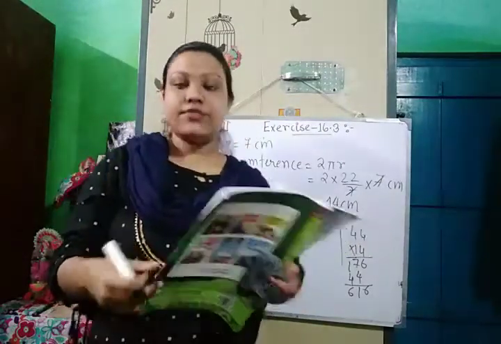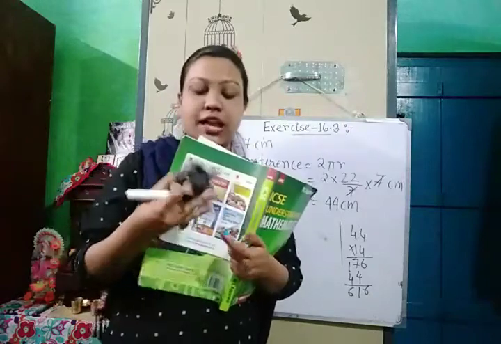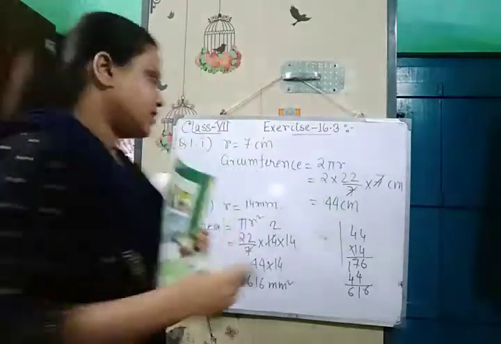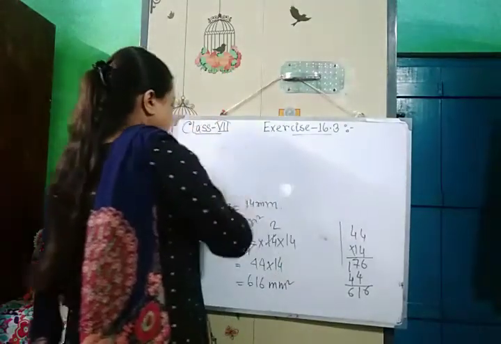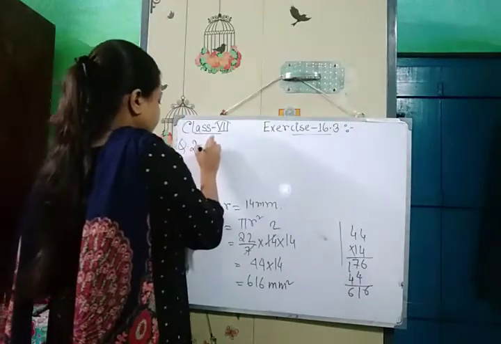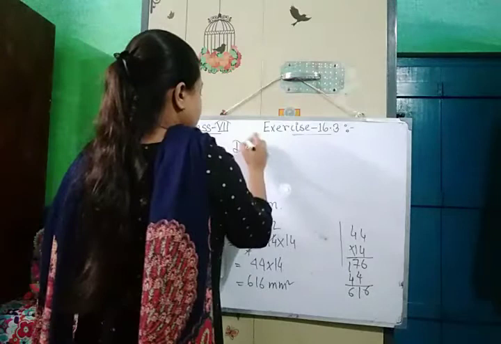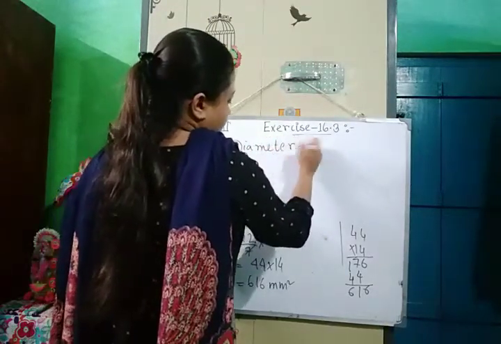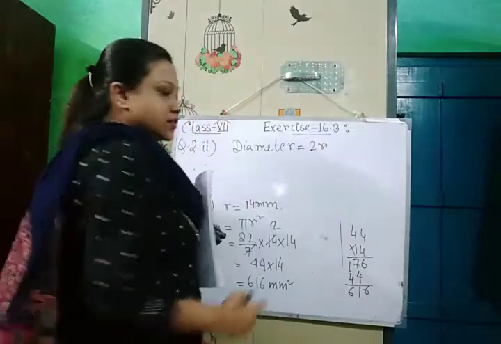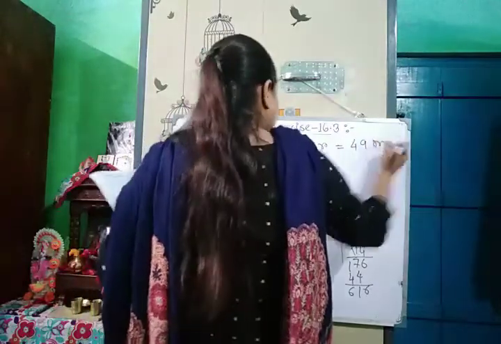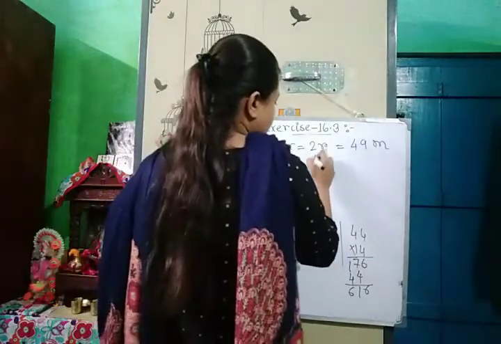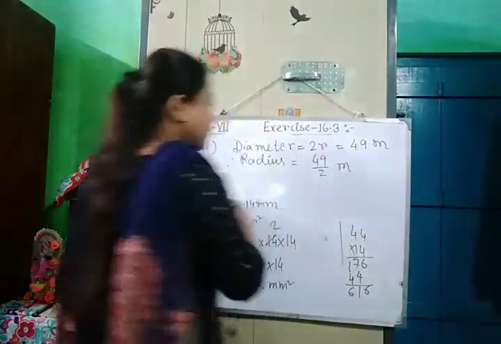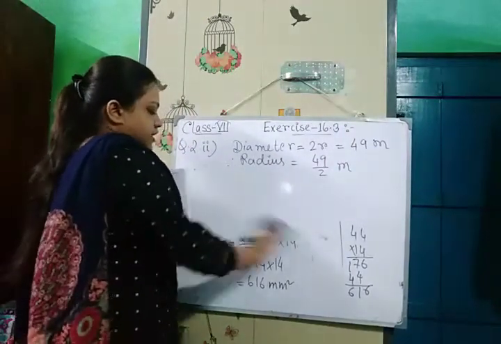Next, diameter is given. We are going to find out the area. So diameter given. First we need to find out the radius. Okay. So question number 2 is Roman 2. I am doing next. Diameter. This is 2r. Diameter is 2r. 2r equals to given 49 meter. So therefore radius is equals to 49 by 2 meter. I am not converting it to decimal. I will first do the cancellation.